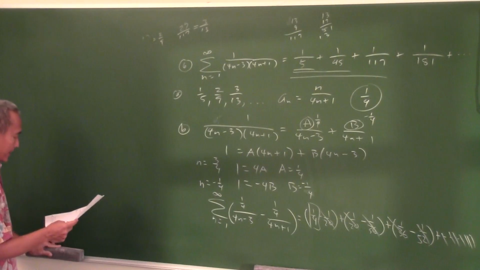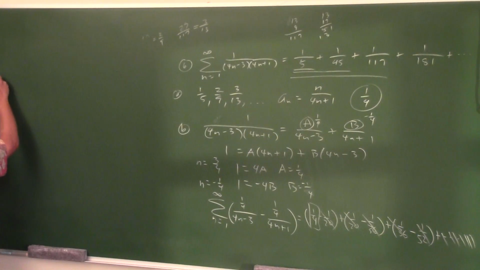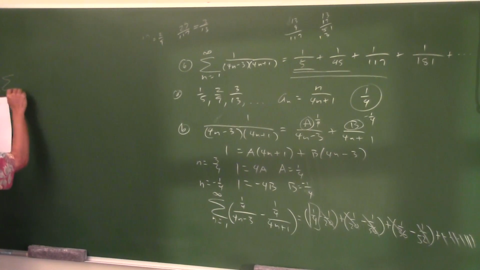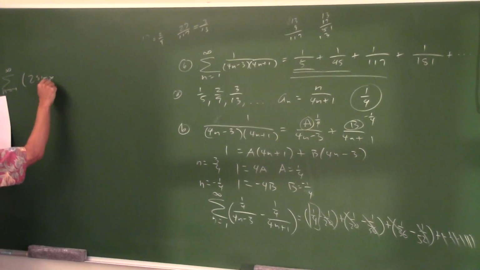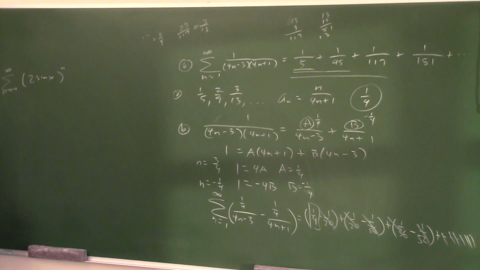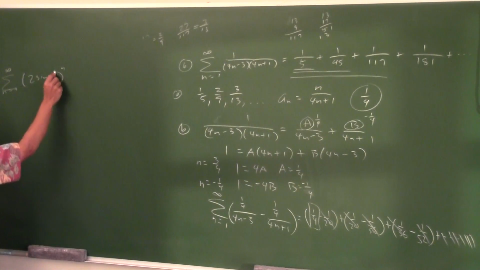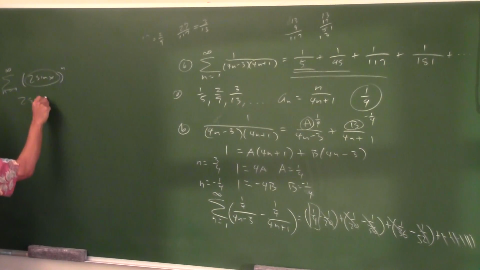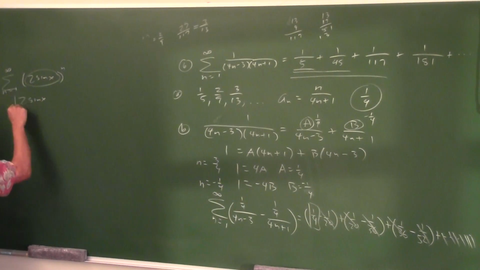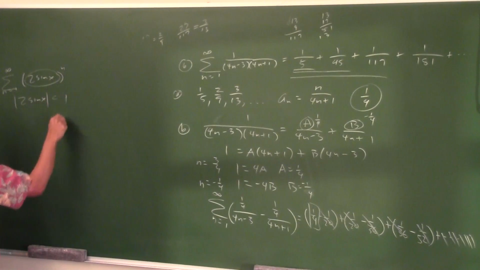Okay, number 7, find the interval of convergence. Now again, in order for you to find the interval of convergence, it has to be a geometric series, right? Well, in pre-calculus, next year calculus, you'll have more. So this is a geometric series. This is the common ratio right here. And in order for a geometric series to converge, the absolute value of r has got to be less than 1.